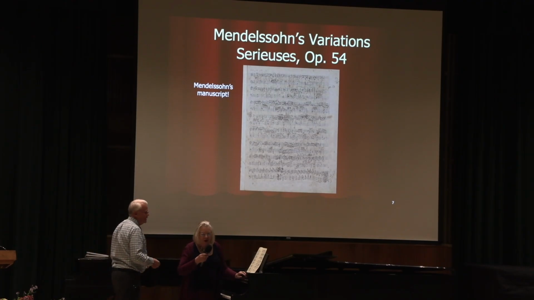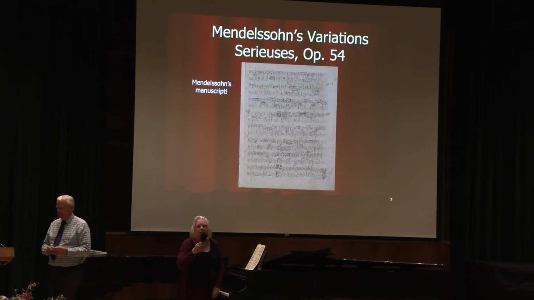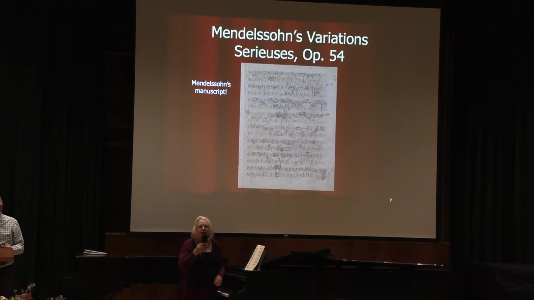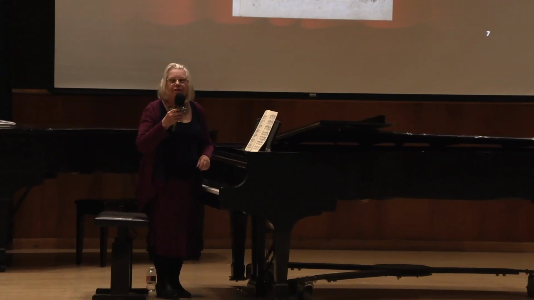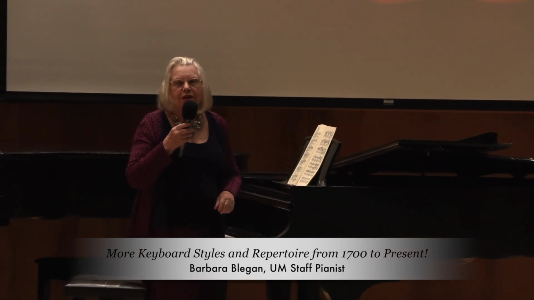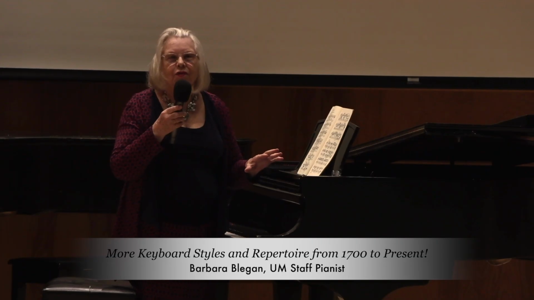Okay, this piece is called Variations Sérieuses by Felix Mendelssohn, and it was written in 1841. It's a theme and variations, and the theme is presented in four-part harmony. Those of you who have sung in a chorus know that you have soprano, alto, tenor, and bass. The first note in the soprano is A, the alto is F, the tenor is D, and the bass is D. So that's a simple D minor chord.